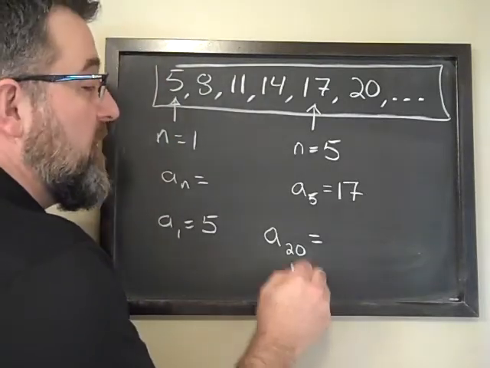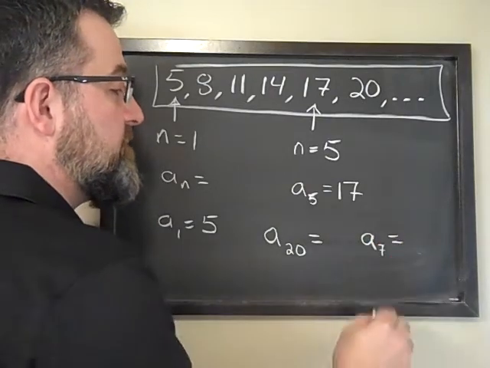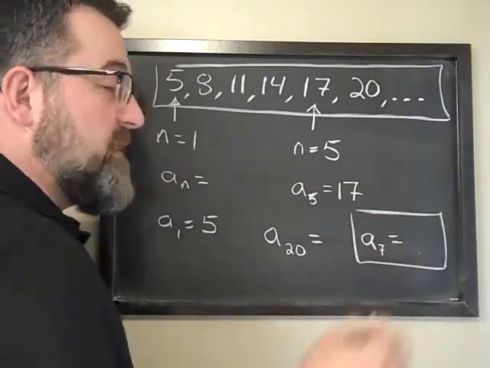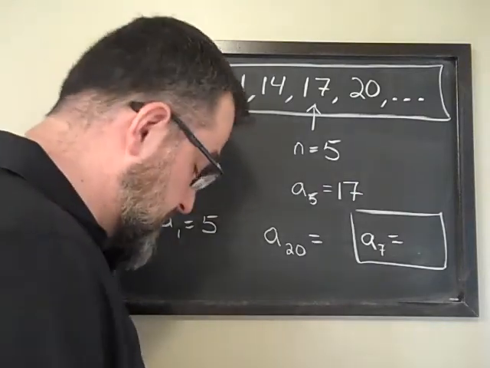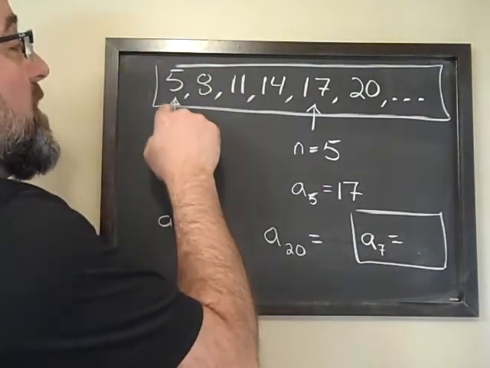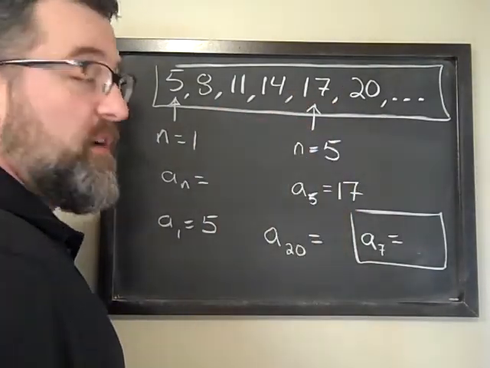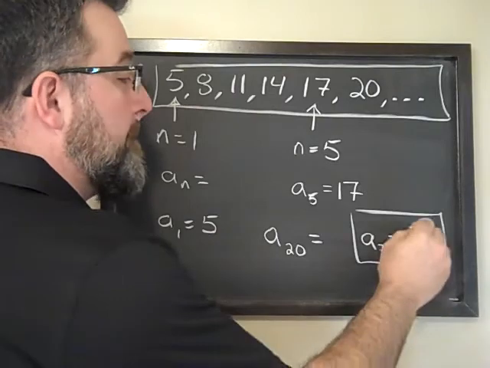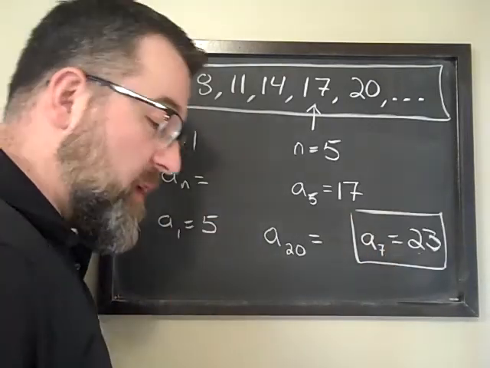However, if I asked you what does a sub 7 equal, this question I think you should be able to get without too much of a hassle. 1, 2, 3, 4, 5, 6. You know we're constantly adding 3. Yep, a sub 7 would be 23. That is correct. All right, more to follow.